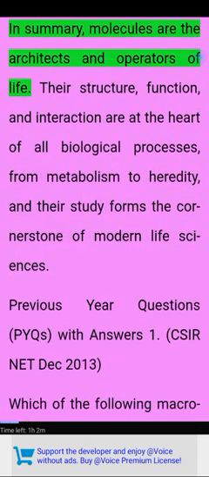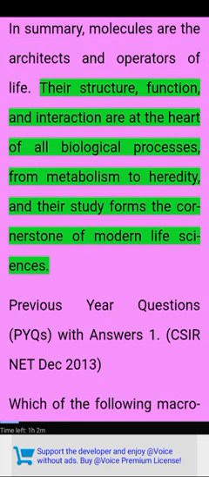In summary, molecules are the architects and operators of life. Their structure, function, and interaction are at the heart of all biological processes, from metabolism to heredity, and their study forms the cornerstone of modern life sciences.